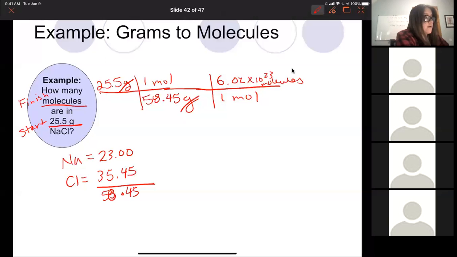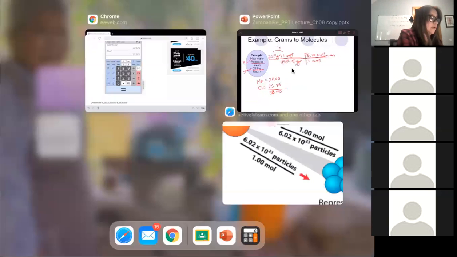Grams crosses out, moles crosses out because they're both across from each other. So, again, multiply by the top, divide by the bottom. You're going to get a number. That number, again, multiply by the top, divide by the bottom one more time. So how would you put this in your calculator? You're going to do the following.